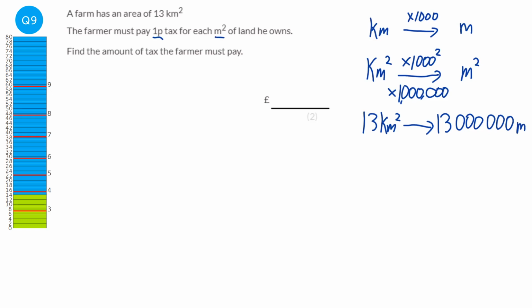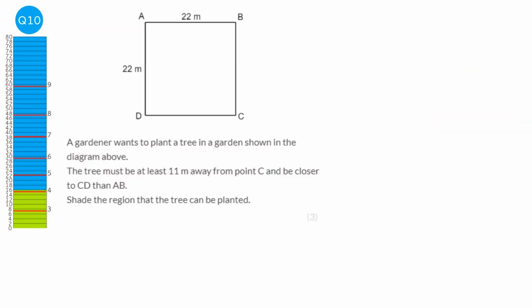So this is going to be 13 million metres squared. And so that's going to cost him or her 13 million pence. But the answer is going to be in pounds, so we just need to get rid of two of the zeros at the end. So it's going to be 13, 1, 2, 3, 4. So it's going to be £130,000.